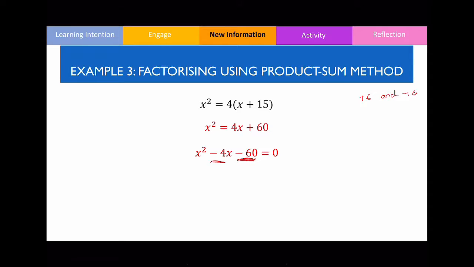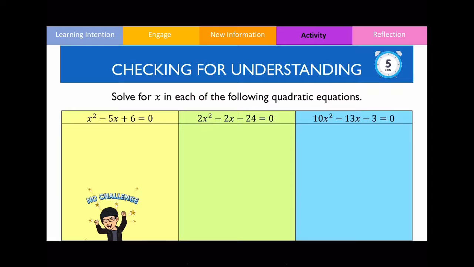Because if I multiply those two numbers together, it will give me negative 60, but 6 take away 10 is going to give me negative 4. So therefore, I'm going to write my answer like this, and I'll equate each of these factors to 0 and then solve for it. So therefore, x is equal to negative 6 or x is equal to positive 10. Now, what I'd like you to do is give yourself 5 minutes to answer these questions over here.